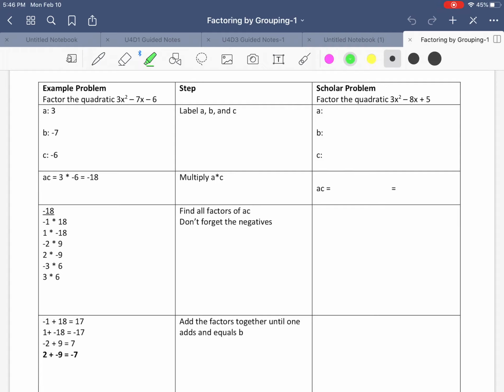Okay, the very first step that you should take is make sure that your given equation is in standard form. Standard form, as a reminder, is ax squared plus bx plus c. So the very first step that we take is to identify what a, b, and c is. In this example problem, a is 3, b is -7, and c is -6. So for your scholar problem, please identify a, b, and c.